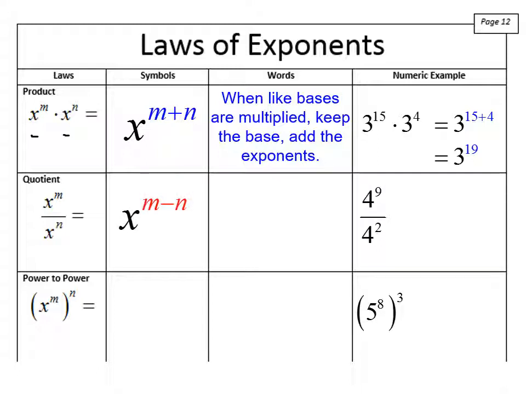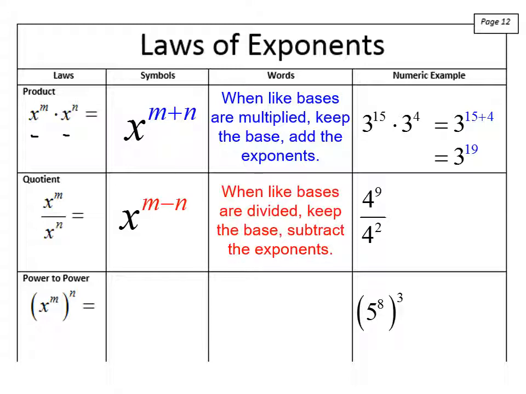Quotient: when we are dividing, we subtract the exponents. So this is x to the m minus n. When like bases are divided, keep the base and subtract the exponents. We have like bases here, 4 to the 9th over 4 squared, 4 to the 9 minus 2, which is 4 to the 7th power.